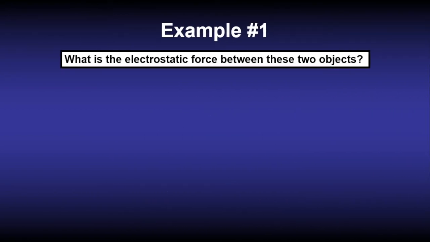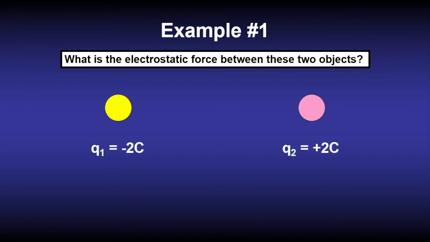Let's take a look at our first example here. What is the electrostatic force between these two objects? So charge 1 has a charge of negative 2 coulombs, and charge 2 has a charge of positive 2 coulombs. First thing I want to note here is that one of these is negative and one of these is positive. So I know that the force is going to be attraction, that these two objects are going to be attracted to each other.